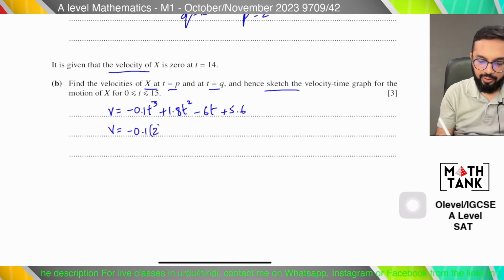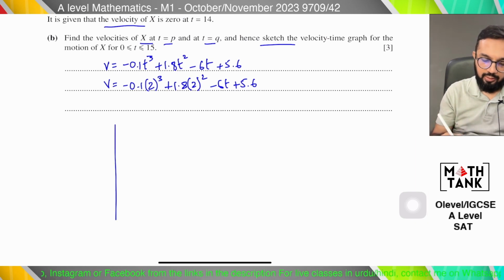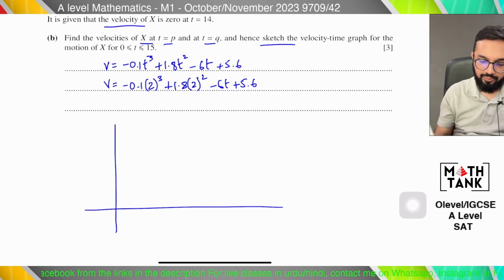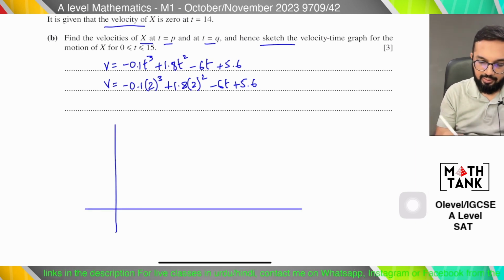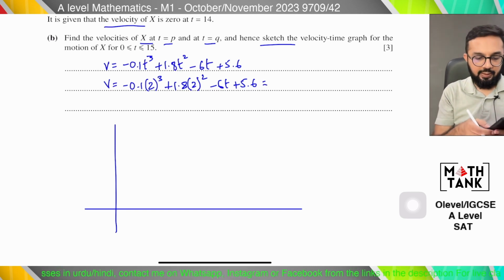So for the first turning point, I'm finding out the velocity and then I'm going to sketch a graph. There is space here. Okay, so I know that at t equals 0, the graph is at 5.6. That's the y-intercept of the graph.